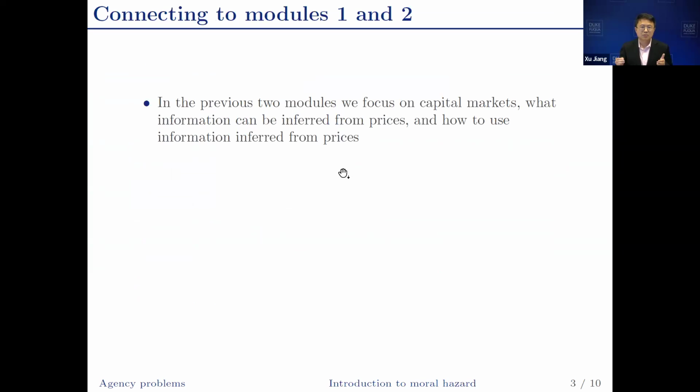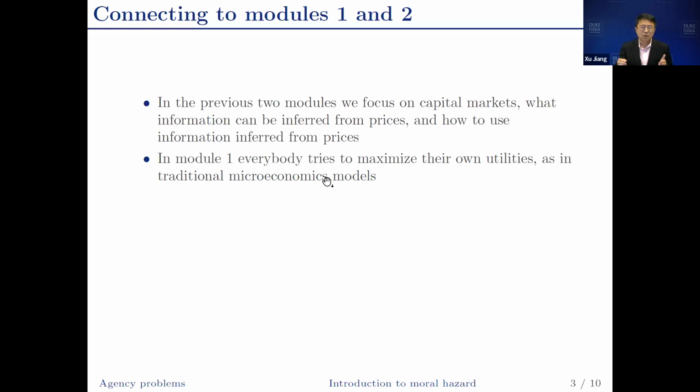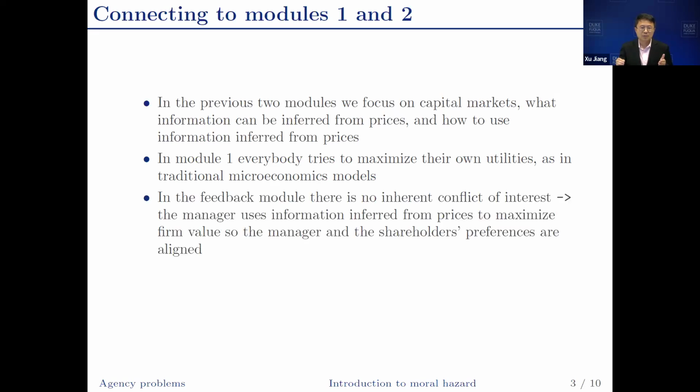First, let's connect to the previous 2 modules. In the previous 2 modules, the focus is on capital markets: what kind of information can be inferred from prices in the capital market, and how investors and managers use information inferred from prices to make real decisions. In Module 1, as in traditional microeconomic models, everybody tries to maximize their own utility function. In Module 2, the feedback module, there is no inherent conflict of interest. The manager uses whatever information inferred from prices to maximize firm value. There is no conflict of interest between the manager and the shareholders.